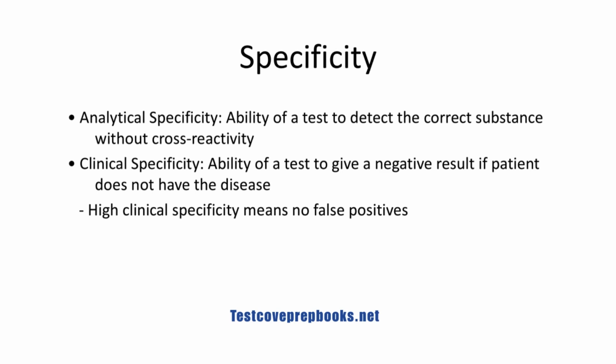Specificity. Now, specificity is just as important. Analytical specificity is the ability of a test to detect the correct substance without interference from cross-reacting substances. Clinical specificity measures how well a test avoids false positives by giving a negative result when the patient does not have the disease. A highly specific test ensures accuracy and reliability in clinical decision-making.